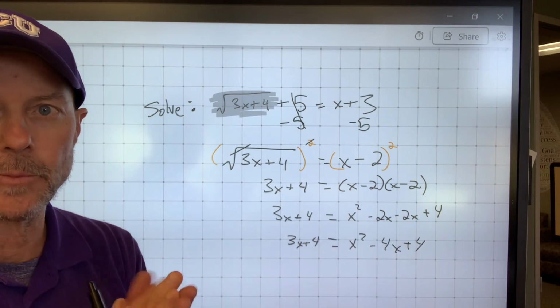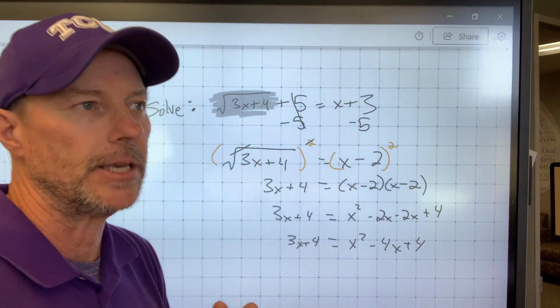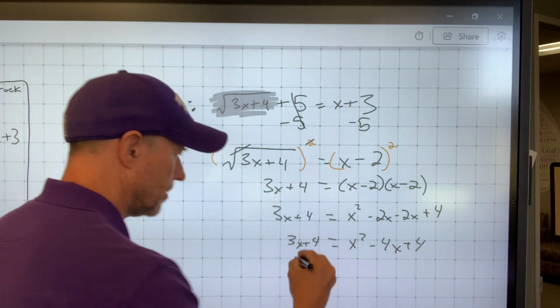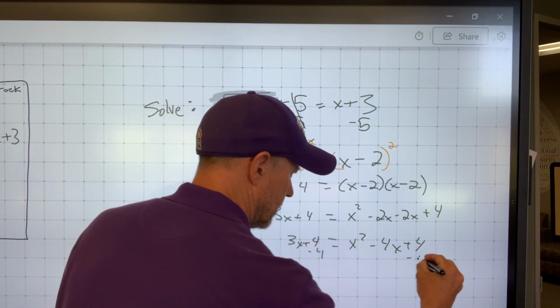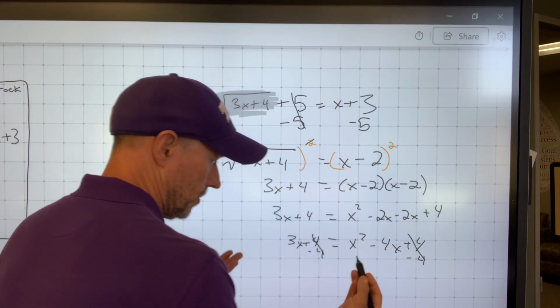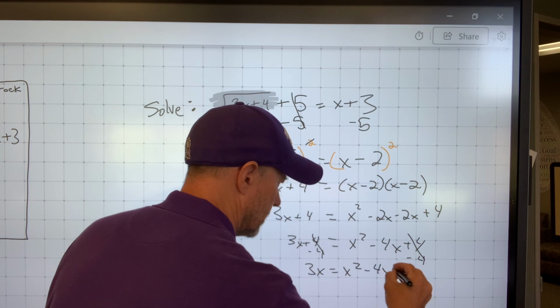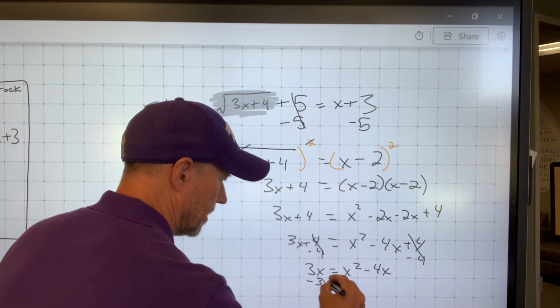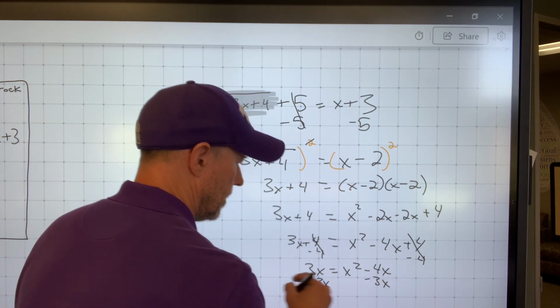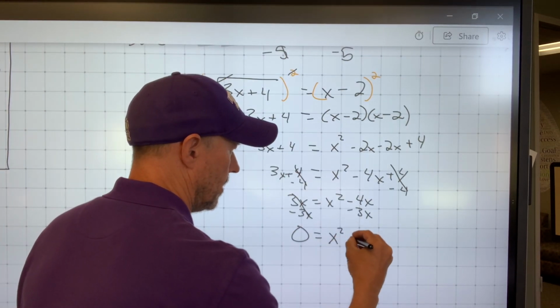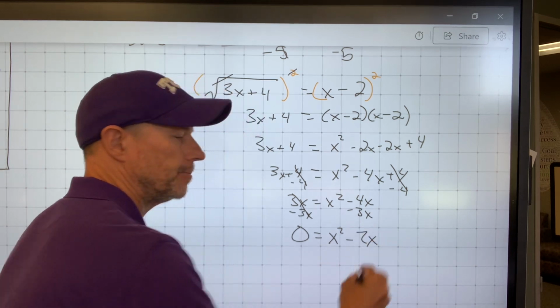Okay, but we have a quadratic, so we want it to be equal to 0. Our strategy when we solve a quadratic is to have one side 0. So I'll subtract the 4 from both sides. It goes away on both sides. That's nice. And I have 3x is equal to x squared minus 4x. Now I'll subtract the 3x from both sides. See, that's gone. And I have 0 is equal to x squared minus 7x.